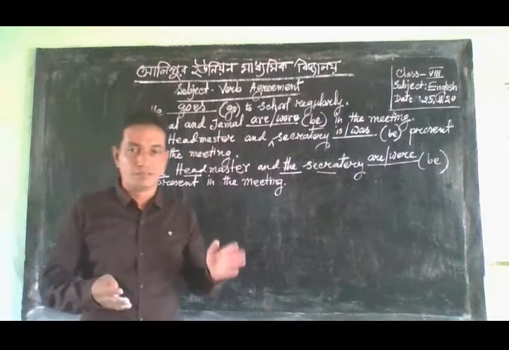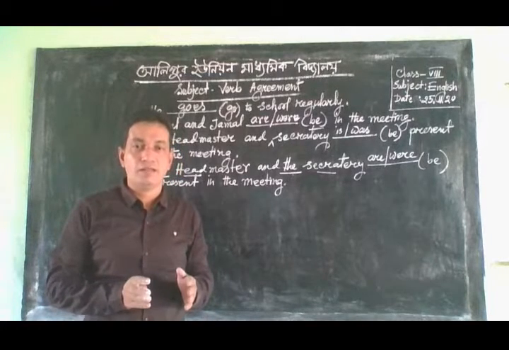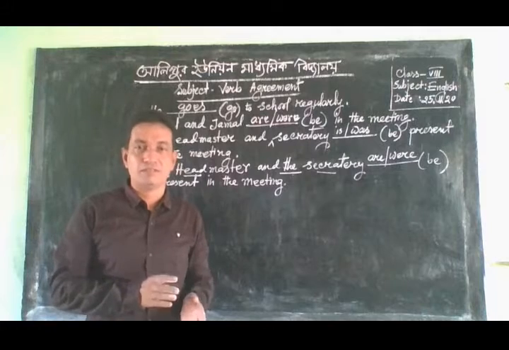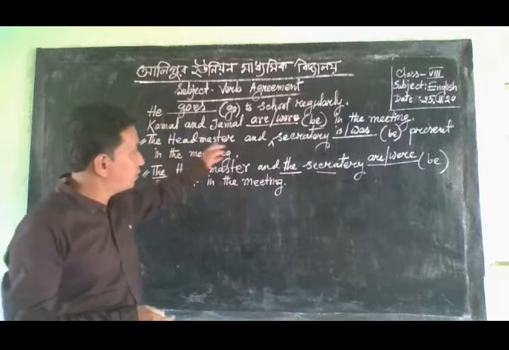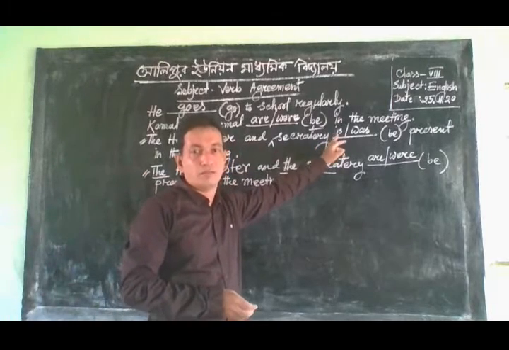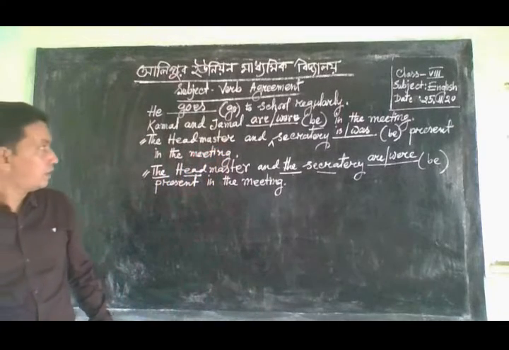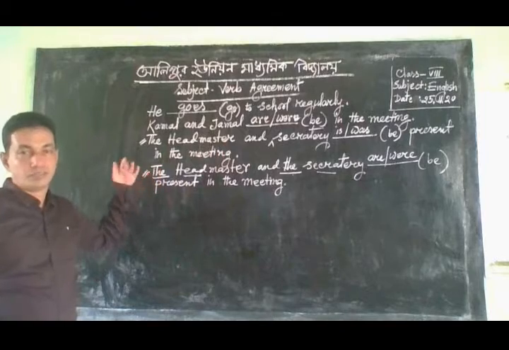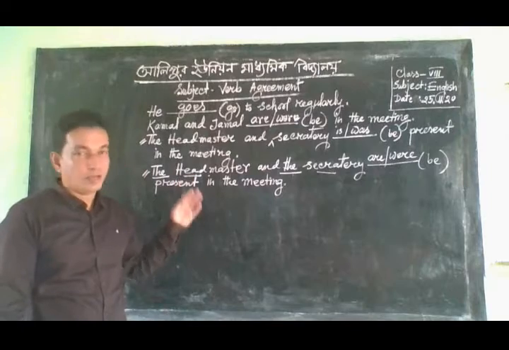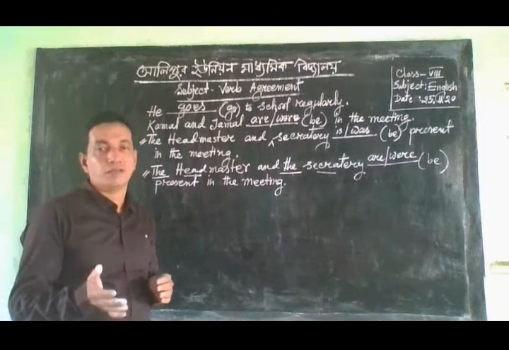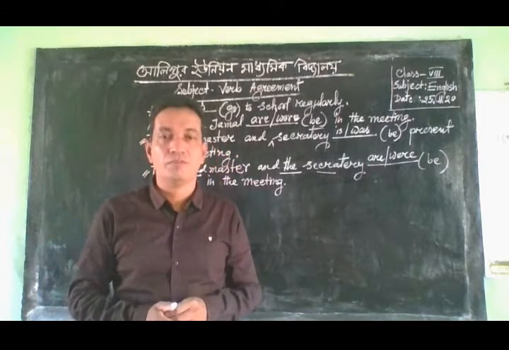If an article sits before both subjects, then the verb should be plural, and if an article is before the first subject and there is no article before the second subject, there the verb should be singular. Okay, dear students, this is a very important rule for the students of class 6, 7, 8, 9, 10 and so on. So you must be careful about using the singular form or plural form of verbs.